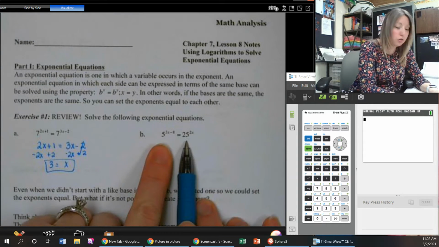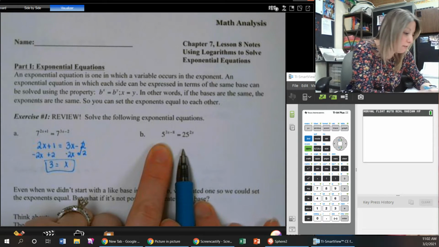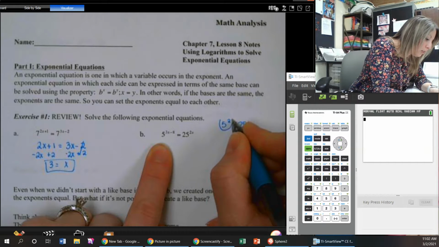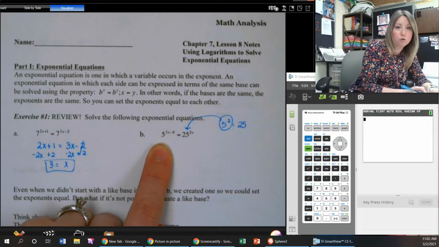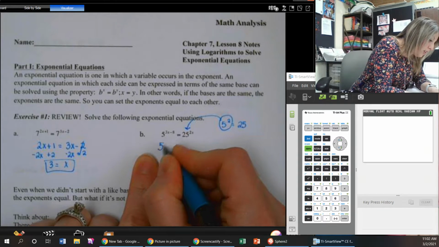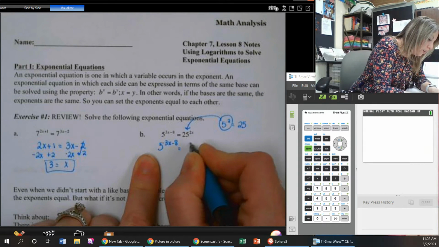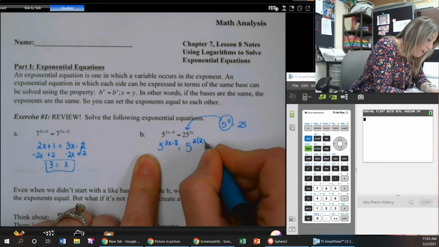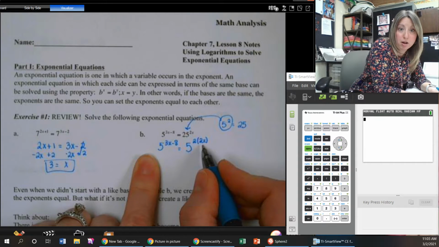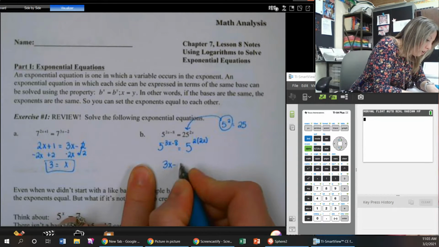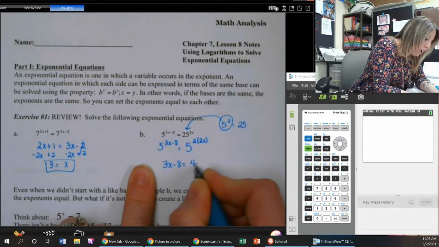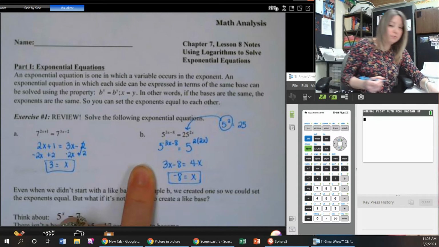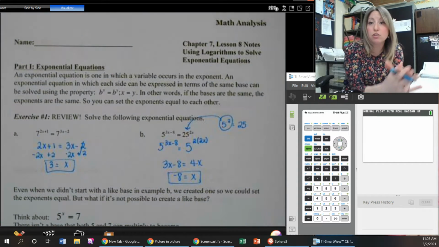Over here, 25 can be a base of 5 because 5 squared is equal to 25, right? So I'm going to take this 5 squared and substitute it in for 25 here. Now I've got this base of 5 ready to go. This is 5 squared, and then you multiply that number by the exponent that was already present. So really, these two exponents are the same: 2 times 2x being 4x. Subtract that 3x over, and you get negative 8 equals x. That's what we did back in Lesson 3.